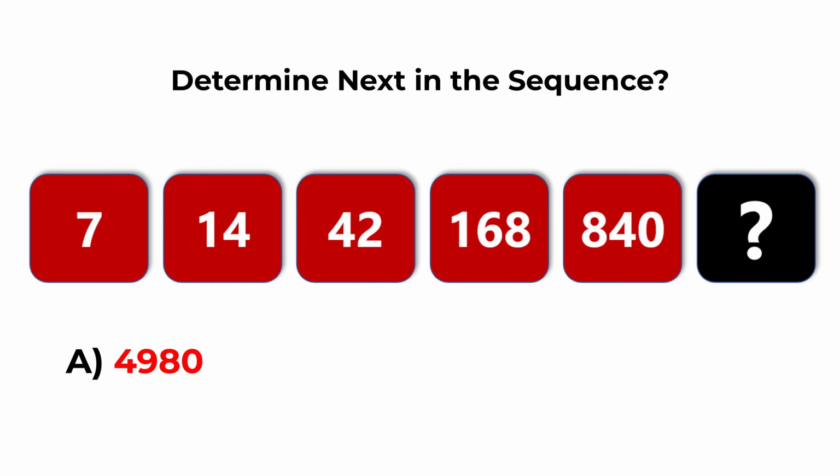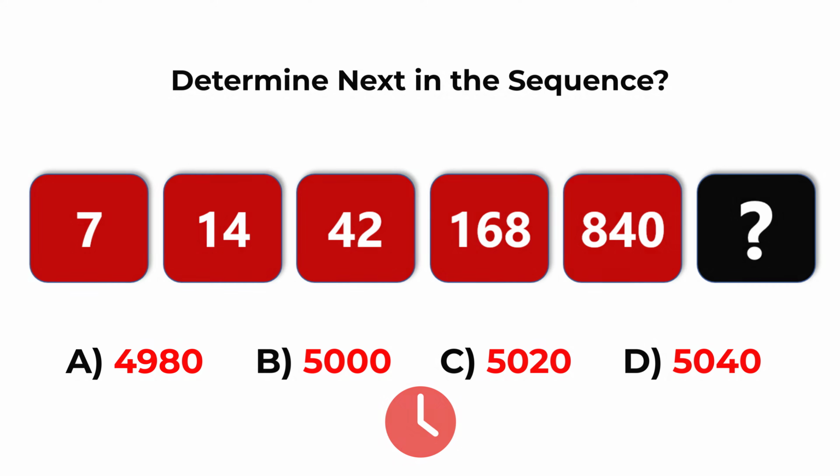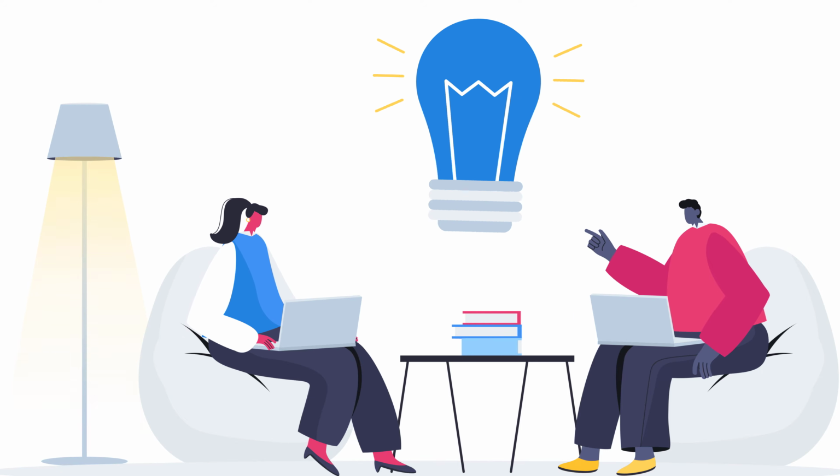Choice A, 4,980. Choice B, 5,000. Choice C, 5,020. And choice D, 5,040. Do you see the answer? Give yourself a little bit of time because coming up with the answer might require you to do some calculations. Did you come up with the solution? Let's move forward and get to the correct solution together.